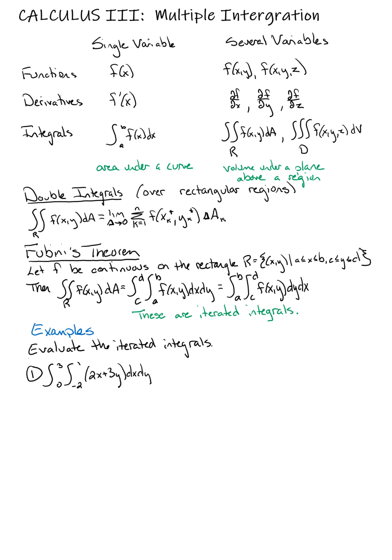Looking at the functions, in single variable we simply write f of x, but in several variables we could write either f of x, y or f of x, y, z or f of however many variables we may have. The derivative in a single variable is simply denoted f prime of x, but in several variables we have partial derivatives: the partial of f with respect to x, the partial of f with respect to y, or the partial of f with respect to z, and of course the partial of f with respect to however many variables we may have.